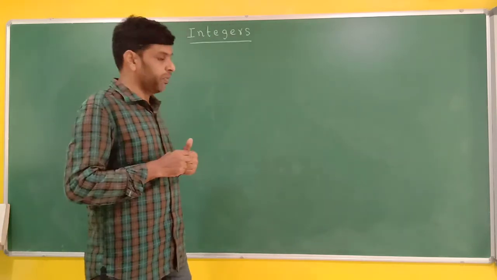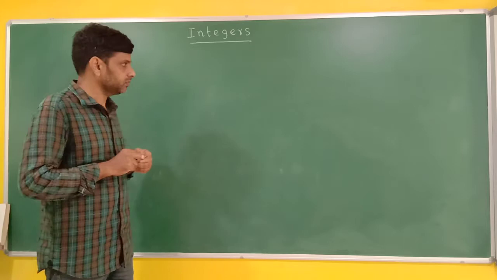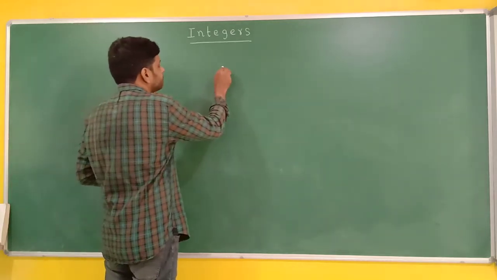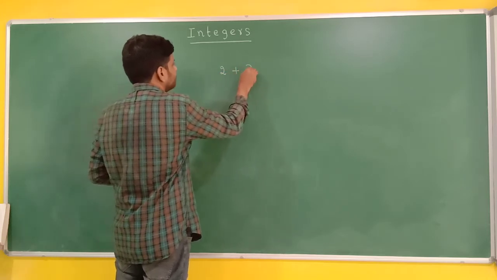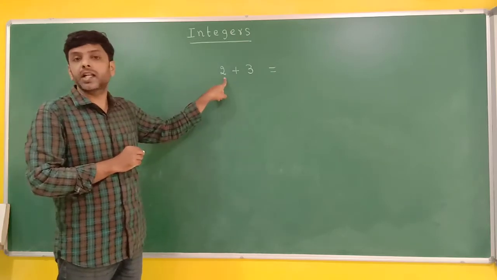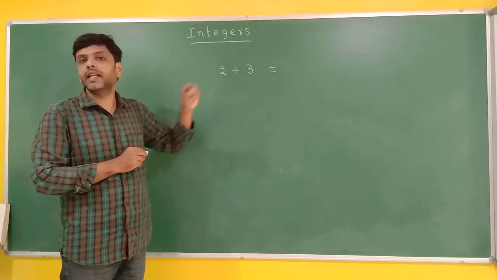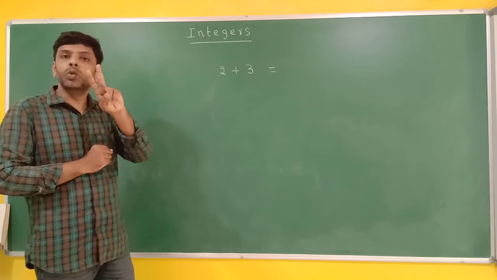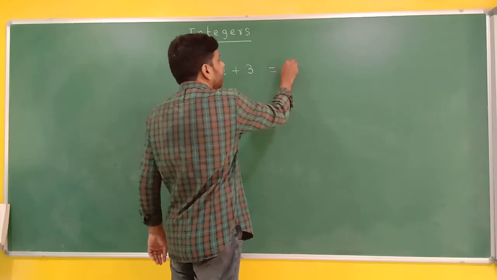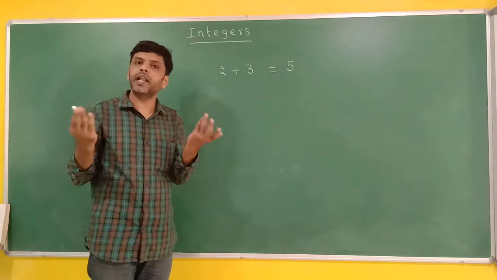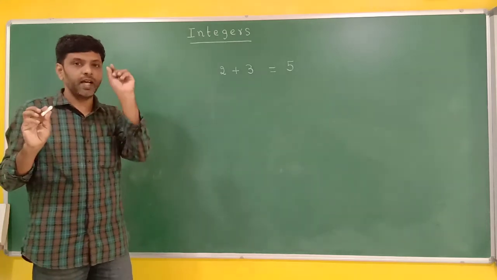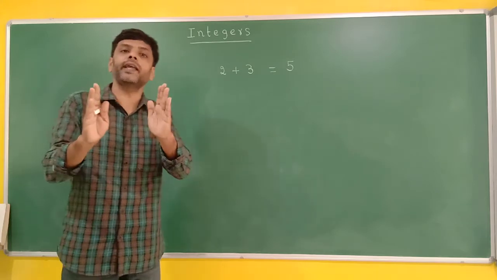Now, before going to properties, I will give you some introduction. Listen very carefully. Two is a natural number. 3 is a natural number. When two natural numbers are added, we get 5, which is also a natural number. I think you remember what natural numbers are? Numbers which we use for counting.